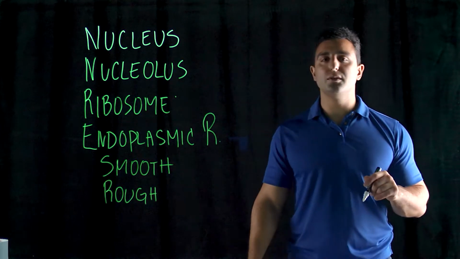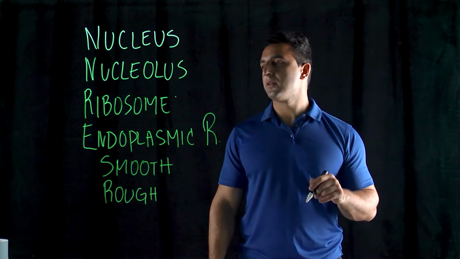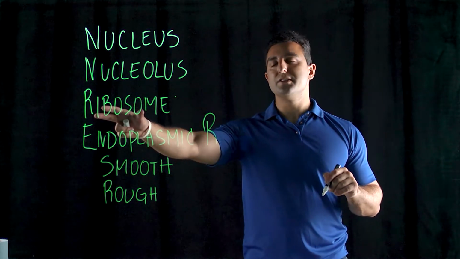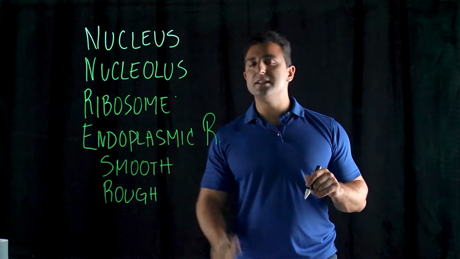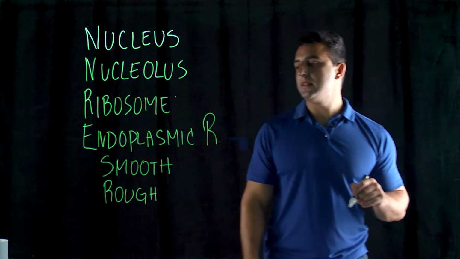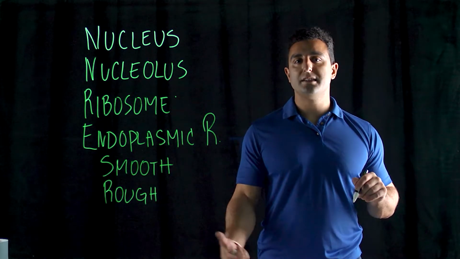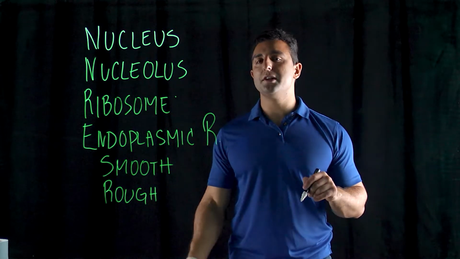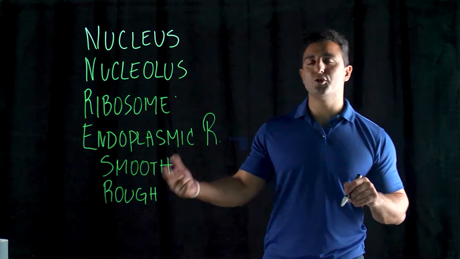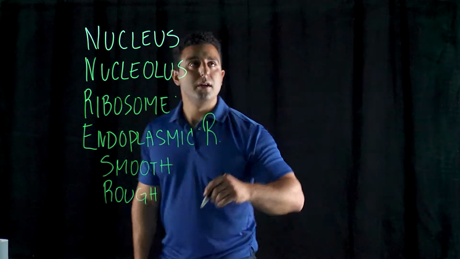So what do you think is the function of the rough endoplasmic reticulum? Protein synthesis, exactly. Now, the other is smooth ER. What do you think the function of the smooth ER is? Production of fats and steroids, right? Examples of steroids are testosterone, estrogen, and progesterone, okay?